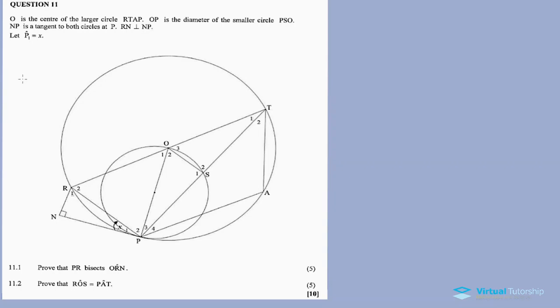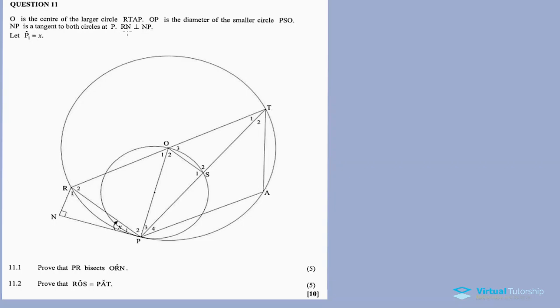So here, O is the center of the larger circle R T B. This large circle R T B, O is the center. OP is the diameter of the small circle. It is also the radius of the larger circle. OP is the diameter of the smaller circle, and NP is the tangent to both circles at P. NP is a tangent for the small circle as well as the big circle at P.